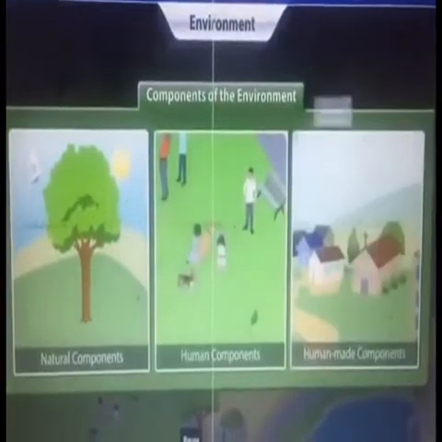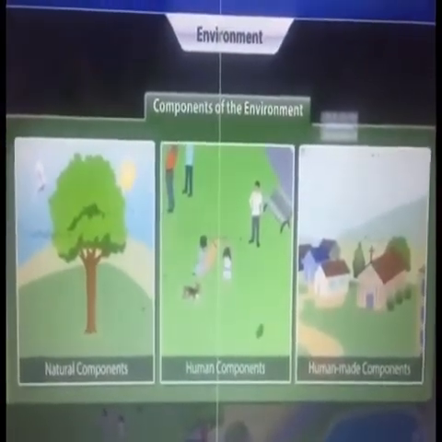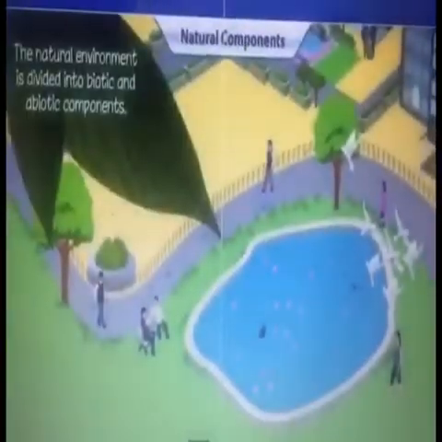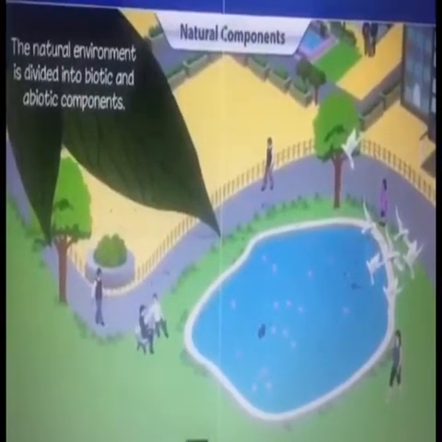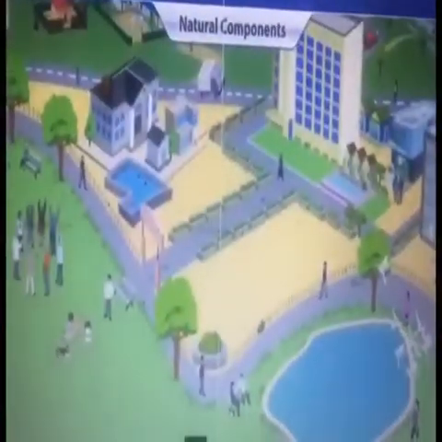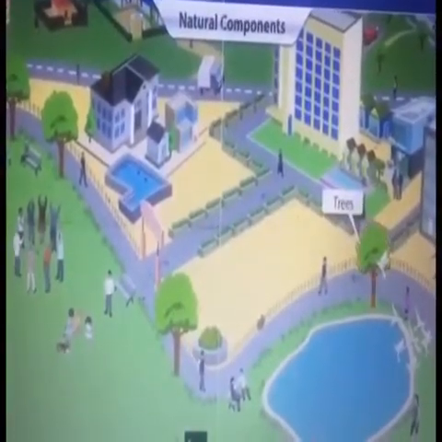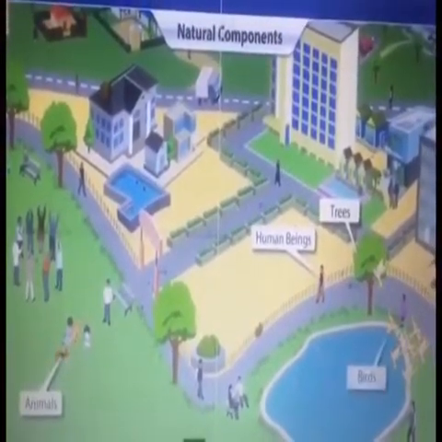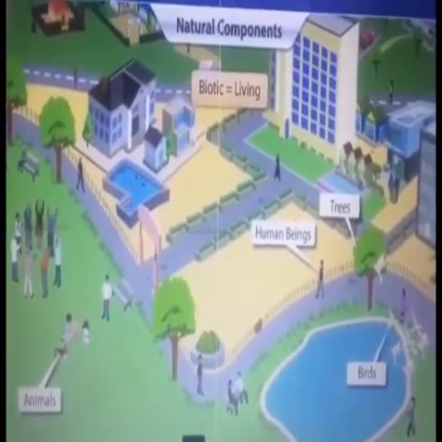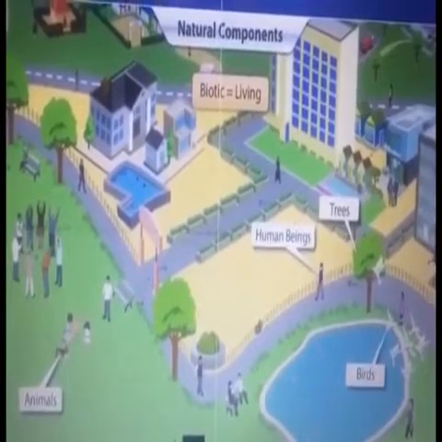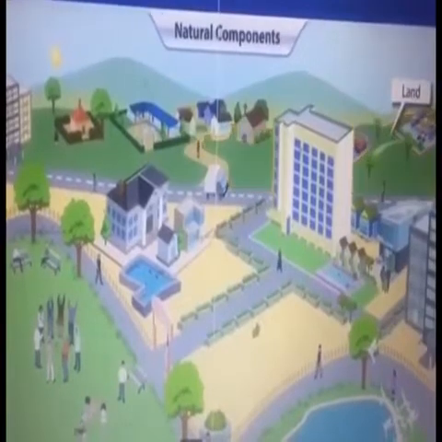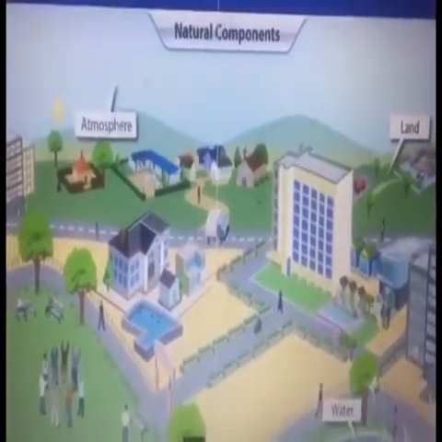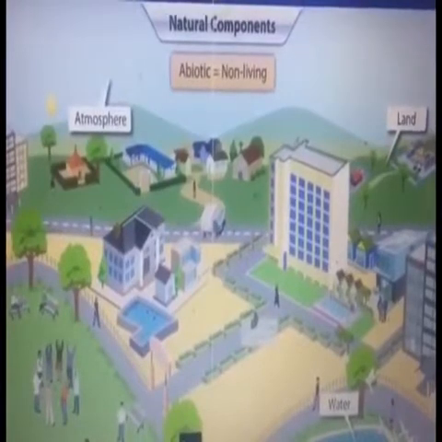Our environment is made up of natural, human, and human-made components. The natural environment is divided into biotic and abiotic components. All living beings, such as plants, human beings, animals, and birds, are the biotic components of the environment. All non-living things, such as land, water, pond, and atmosphere, are the abiotic components of the environment.